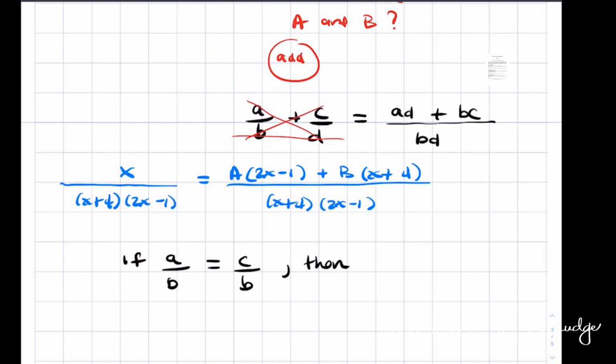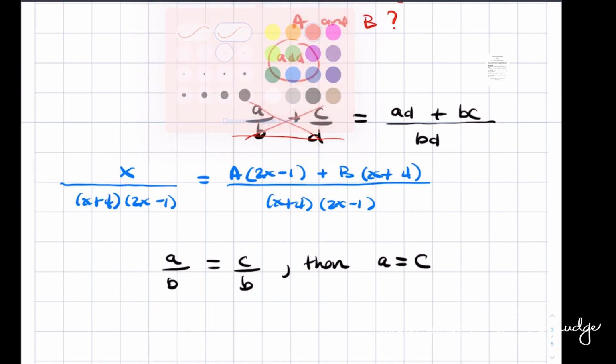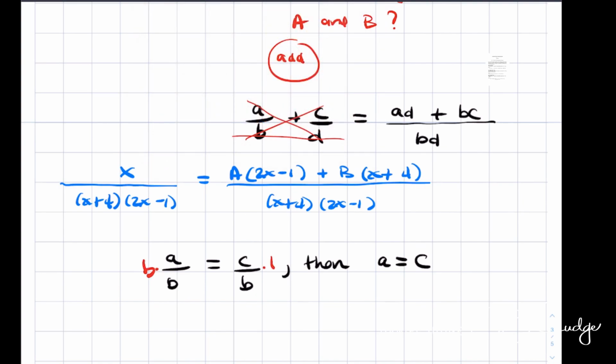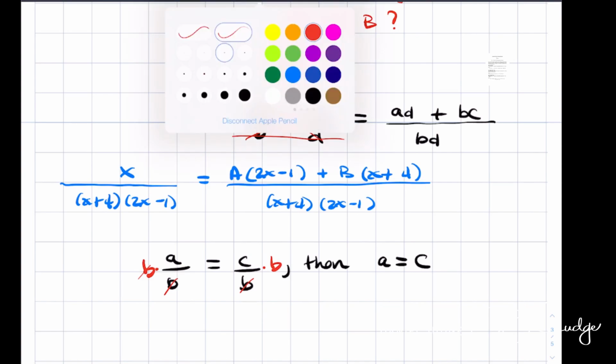I could do a little bit of algebra. I can multiply both sides by B, and if I do, the denominator B goes away, and I end up with A equals C. So here's my point to you guys. Algebraically speaking, isn't it true? Multiply the left by B and the right by B, and I get cancellation of the B denominator. This goes away, and we're left with A equals C. So let's get rid of all this.